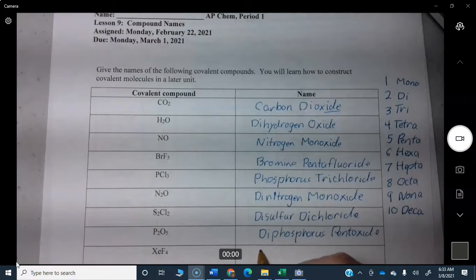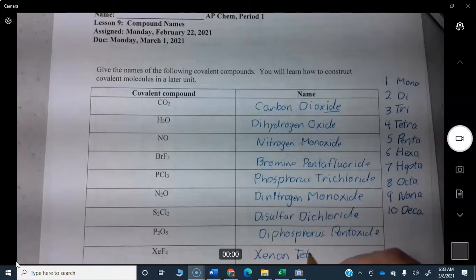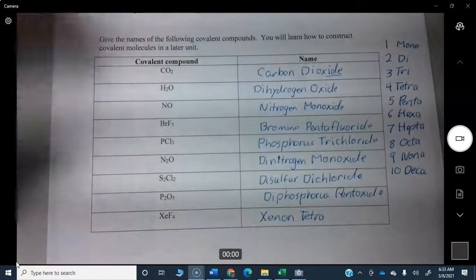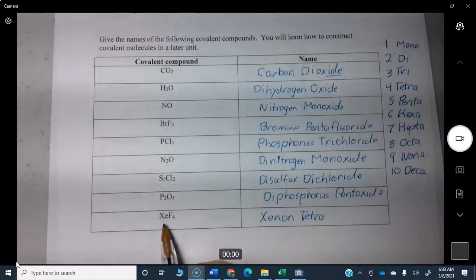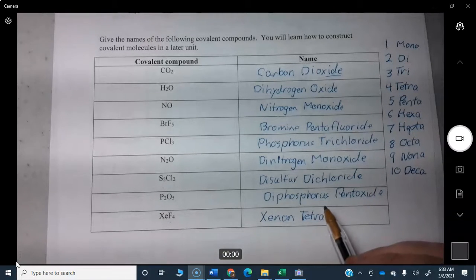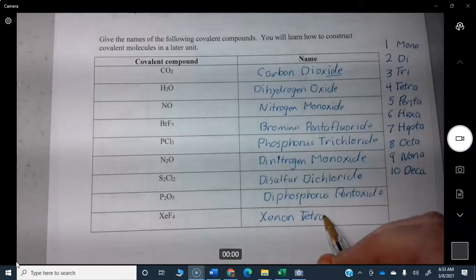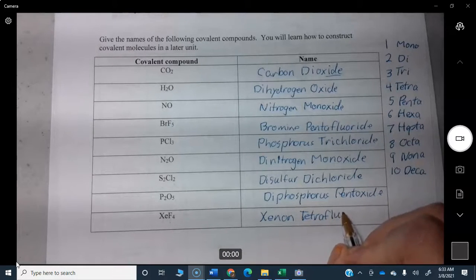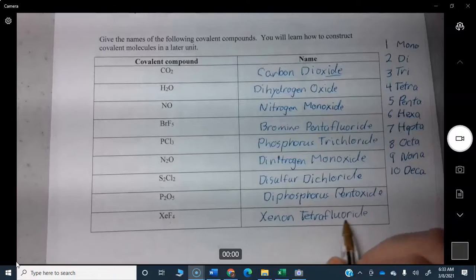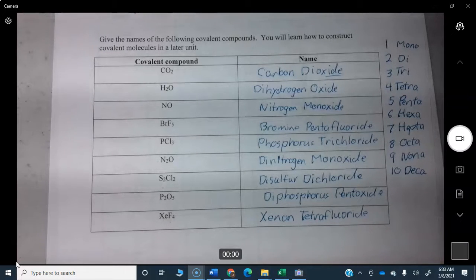Xe is xenon, one of the noble gases, and tetrafluoride. It's one of the noble gases that actually does form a compound, because we said that generally they cannot bond because they're inert. They have full octets. But some of the ones lower down, like xenon, radon, and such, can form chemical bonds, and tetrafluoride. Okay, and that takes care of that, so be sure you understand each of those.